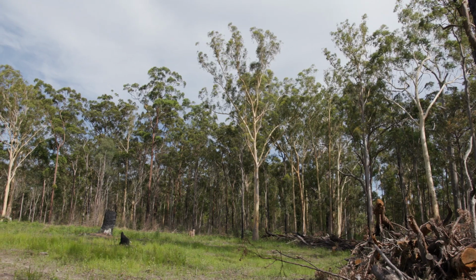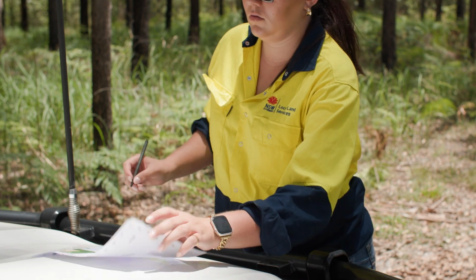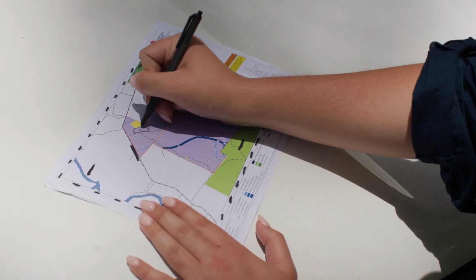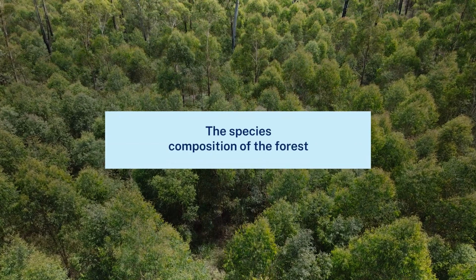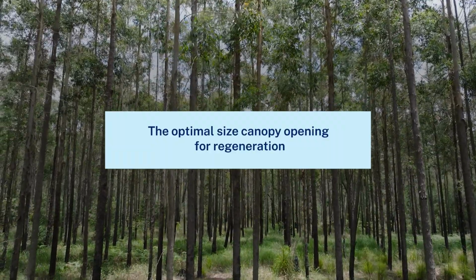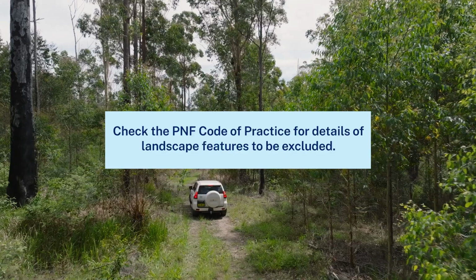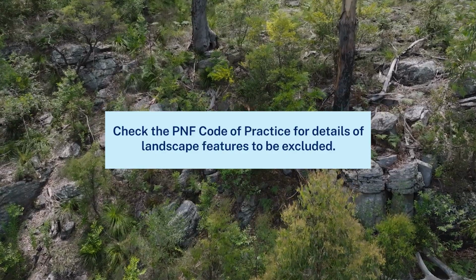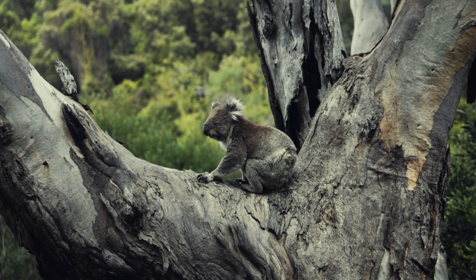To get started, you'll need to understand and map what you currently have in your forest management plan. This includes the species composition of the forest and the optimal size canopy openings for the regeneration, noting any significant landscape or habitat features in the vicinity of the planned operations that should be avoided, and any protected animal species in your area.